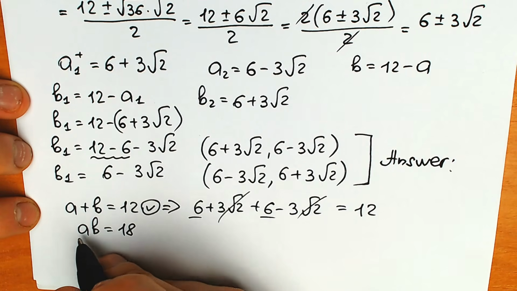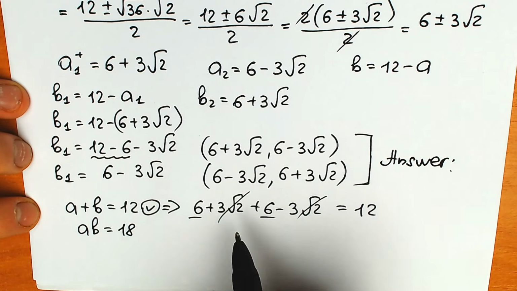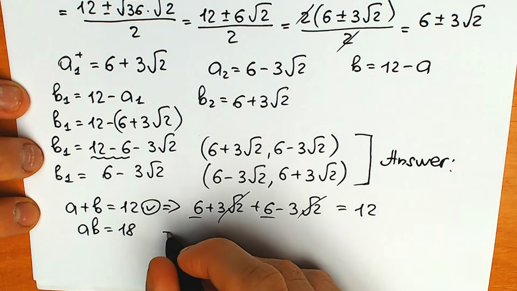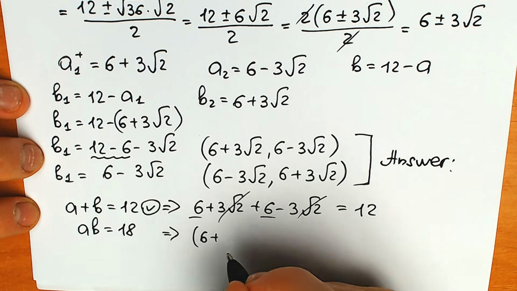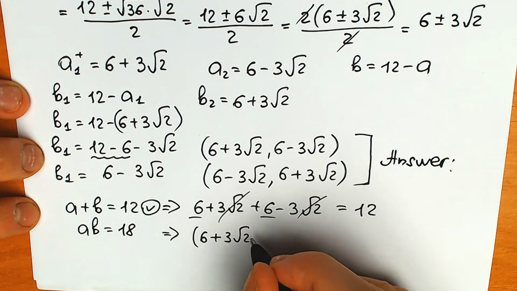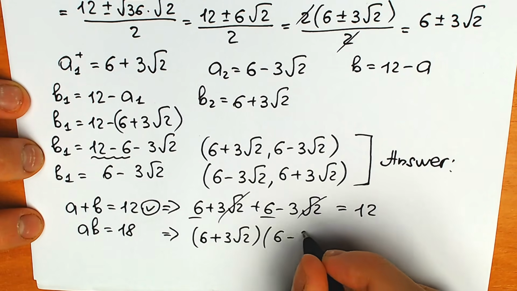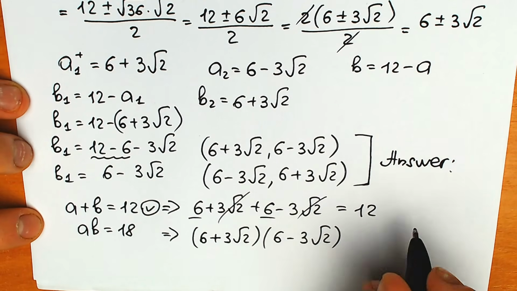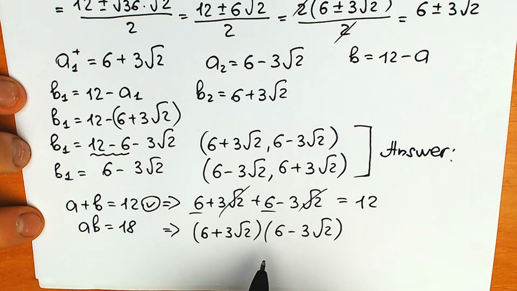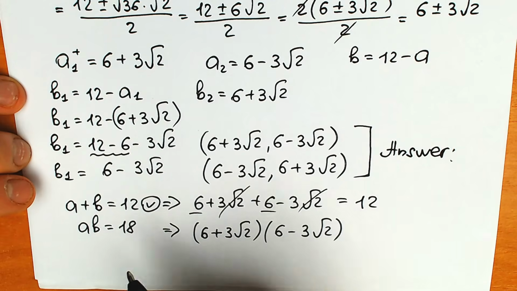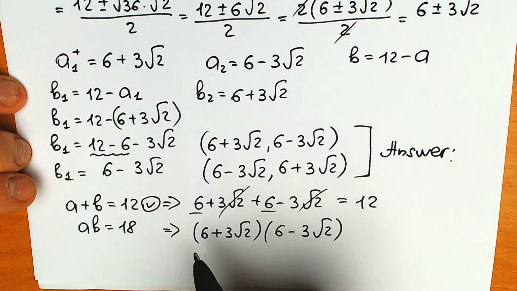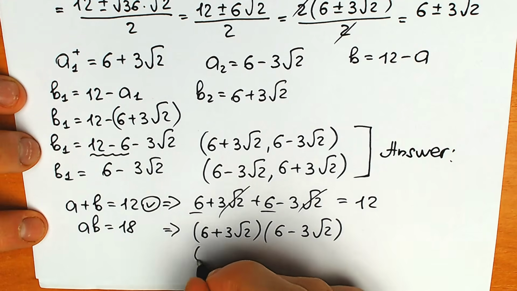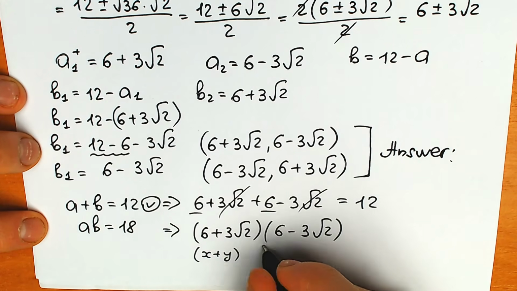A times b equal to b times a, so we don't need to check both of these roots. We're gonna check, for example, this one and this first. So as a result, we have 6 plus 3 square root of 2 times 6 minus 3 square root of 2. A lot of students might be thinking, okay, let's multiply parentheses by parentheses, but this is a classic formula. I hope you remember from school, a minus b, a plus b. And what do we have on the left side? This is a difference of squares. So x squared minus y squared equal to x plus y, x minus y.